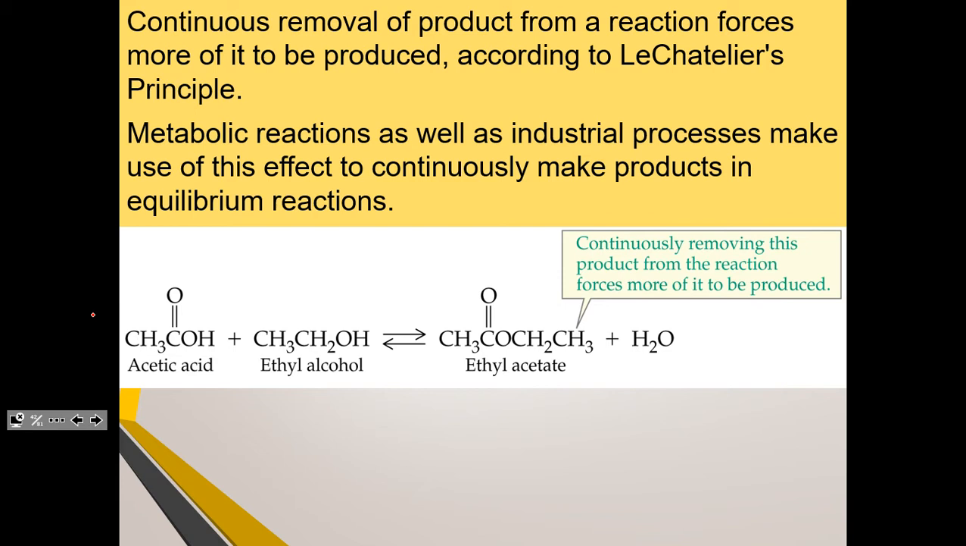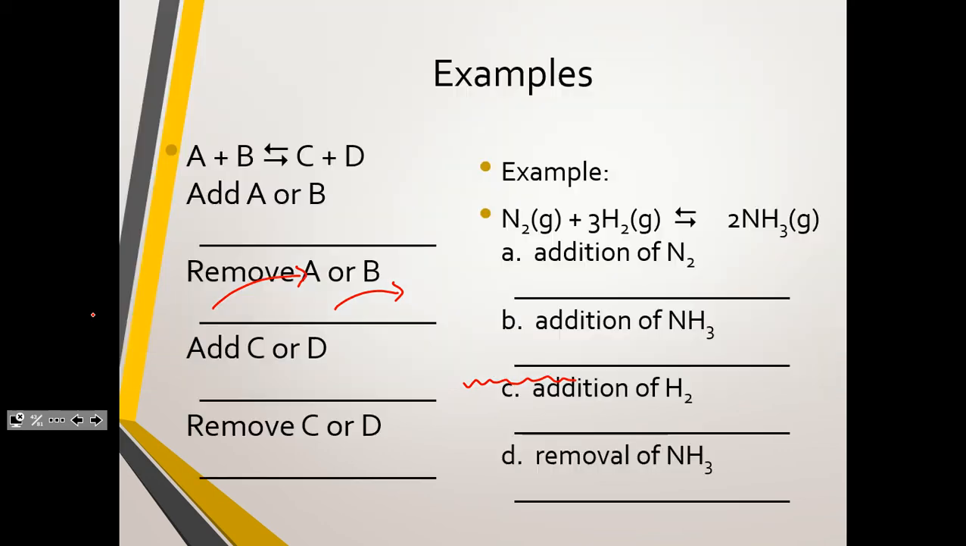Metabolic reactions are a good example of this. If we continuously remove ethyl acetate from our reaction vessel, it's going to allow us to continue to produce more ethyl acetate. If ethyl acetate builds up, it will slow the production of ethyl acetate. So let's run through a few examples for this.